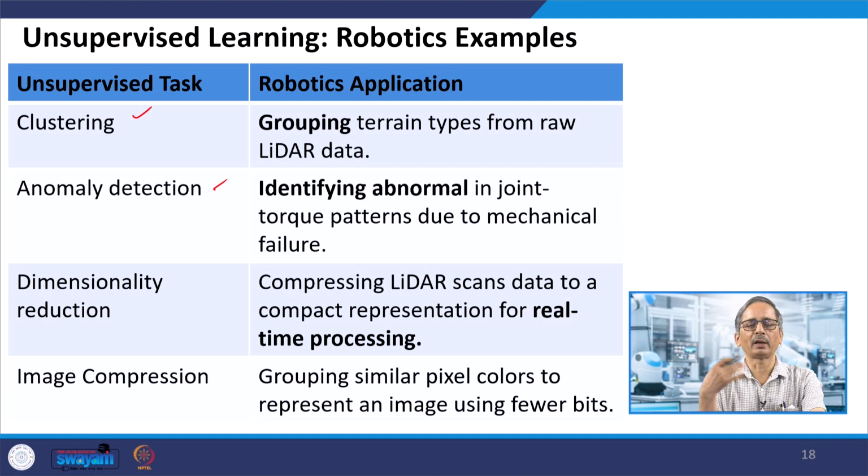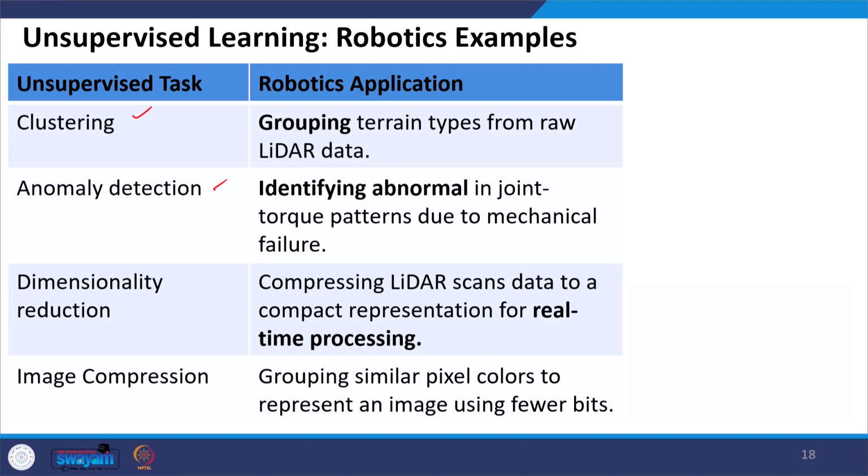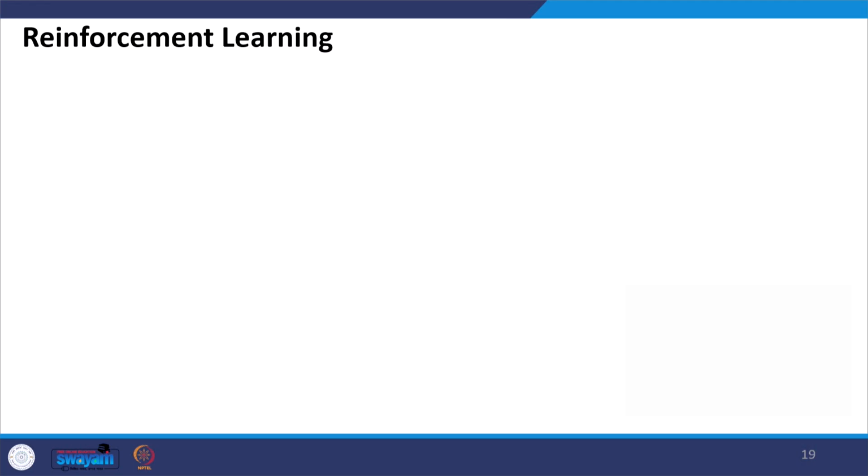And we could also think about the compression of images. So, grouping similar pixel colors to represent an image using fewer bits. That is what we can do in image compression. Now let us see the last part of it.